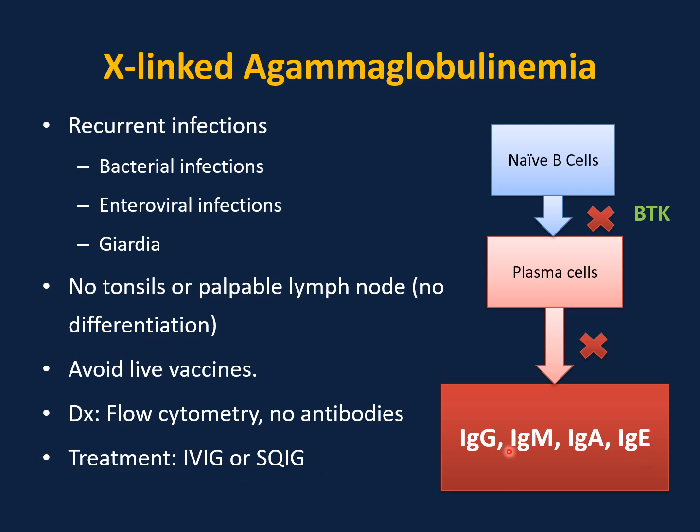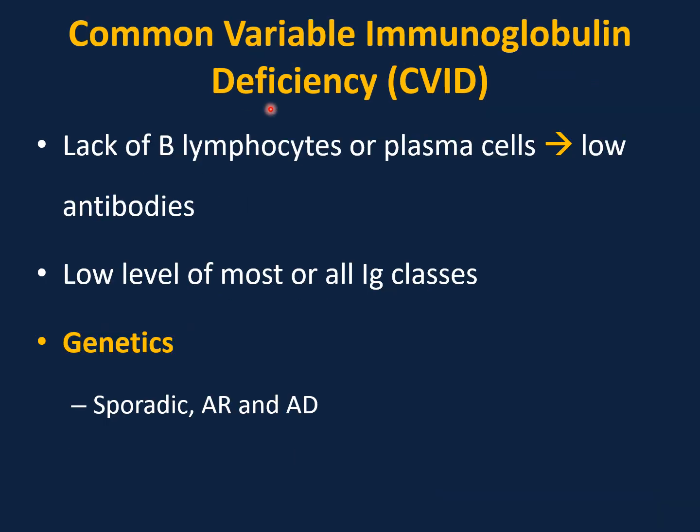The treatment is simple. These children do not have antibodies, so give them ready-made antibodies, either IV or subcutaneous. Common variable immunoglobulin deficiency is because of lack of B lymphocytes or plasma cells. This disease will be associated with low levels of most or all Ig or immunoglobulin classes. Genetics of this disease is sporadic, autosomal recessive, or autosomal dominant.